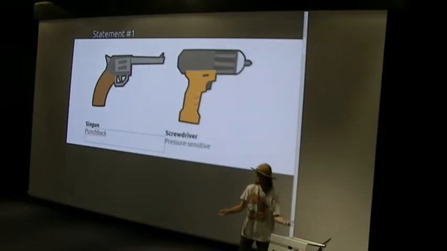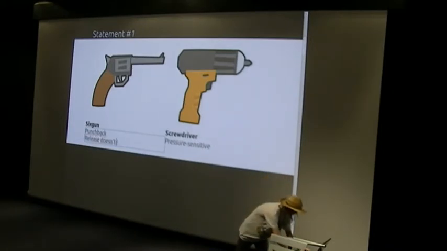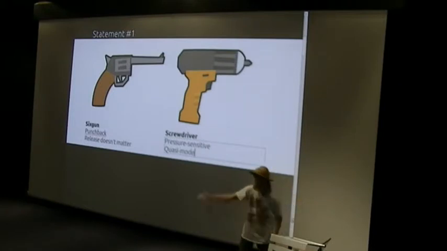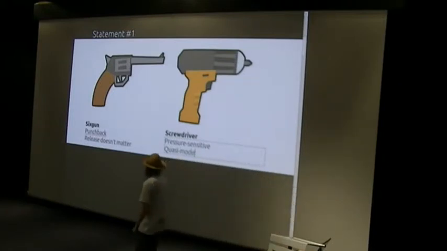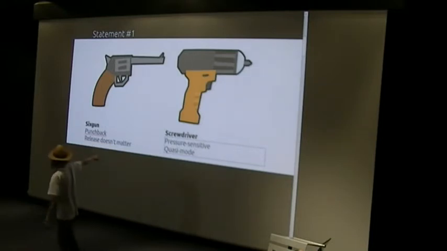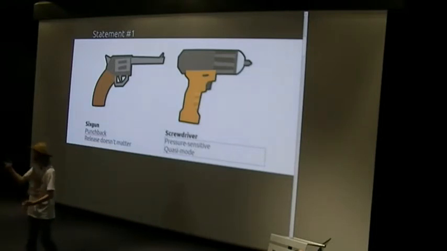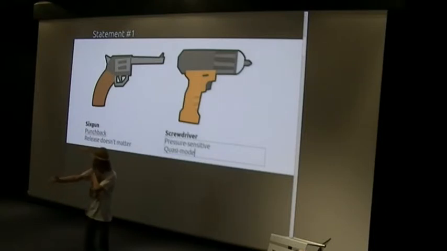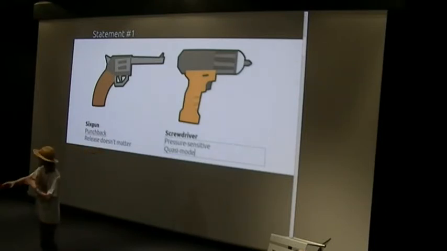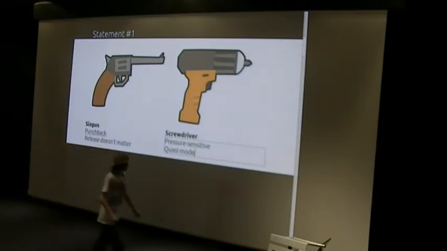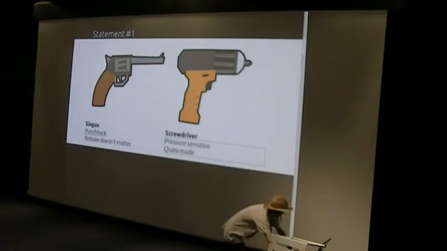the 6-gun is like the release doesn't matter, and a screwdriver is like a quasi-mode, as we sometimes refer to it. Who coined the term quasi-mode? It was Raskin, Jeff Raskin, right? The quasi-mode. You press it, it starts rotating. You release it, it stops rotating, right? Which leads me to my first statement about game design.